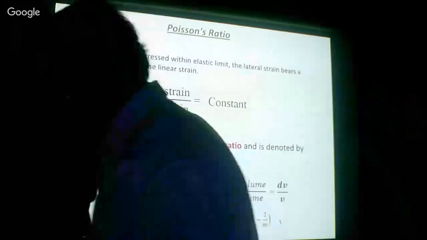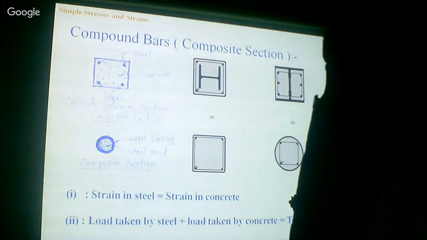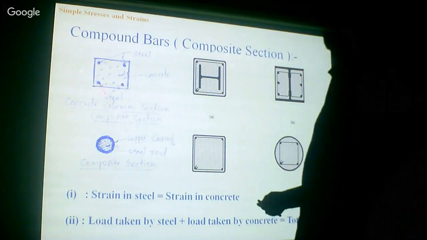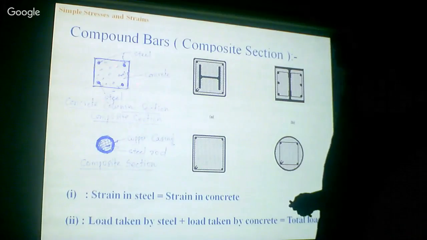Just understand. And also we have discussed compound parts, and composite section. A composite section is made out of two or more materials, two or more load resisting elements. For example, here is an RCC column.